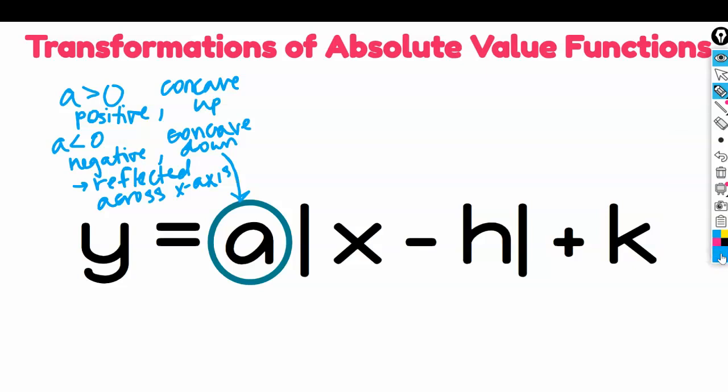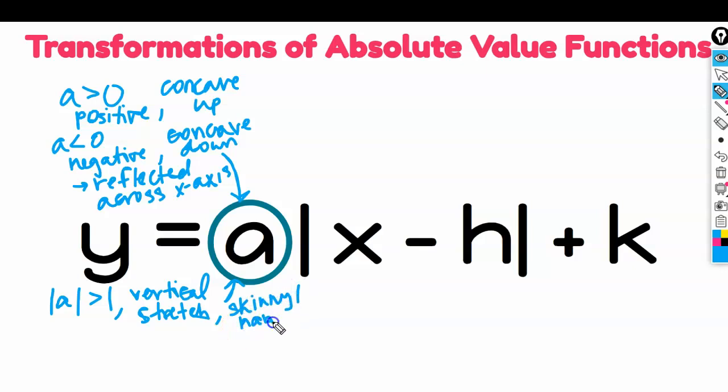The other thing we look at with A is how big that number is. So if I look at the absolute value of that number and I find that it is bigger than 1, that is a vertical stretch, meaning it either gets skinnier or taller, narrower. So I'll write those things down. Skinny, narrow. All right. And if the value of A is less than 1, that would be a vertical compression, which would be fat, wider.